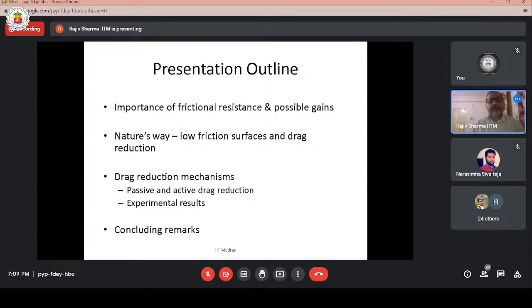Drag reduction mechanisms can be classified broadly into two categories: passive and active drag reduction, and whether they are supported by the experimental investigations. And finally, some concluding remarks.